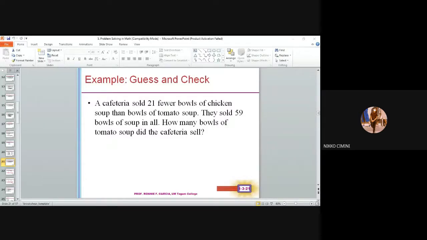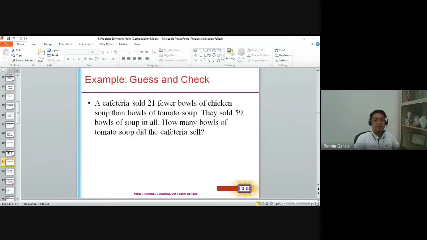Cafeteria sold 21 fewer bowls of chicken soup than bowls of tomato soup. They sold 59 bowls of soup. In all, how many bowls of tomato soup did the cafeteria sell? Thank you so much.